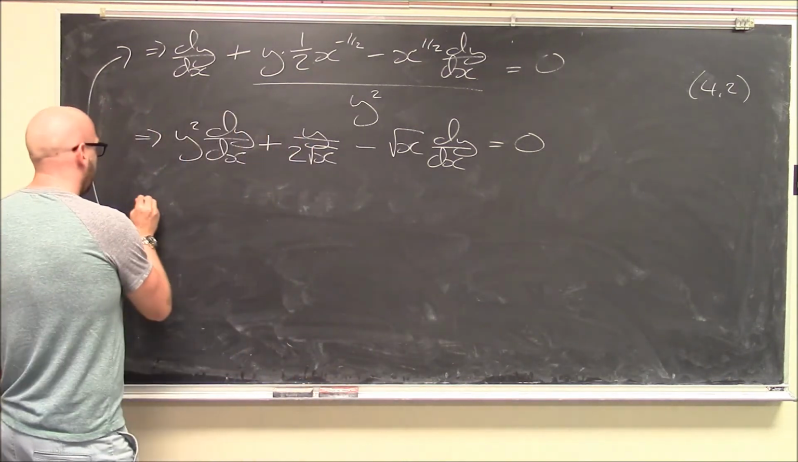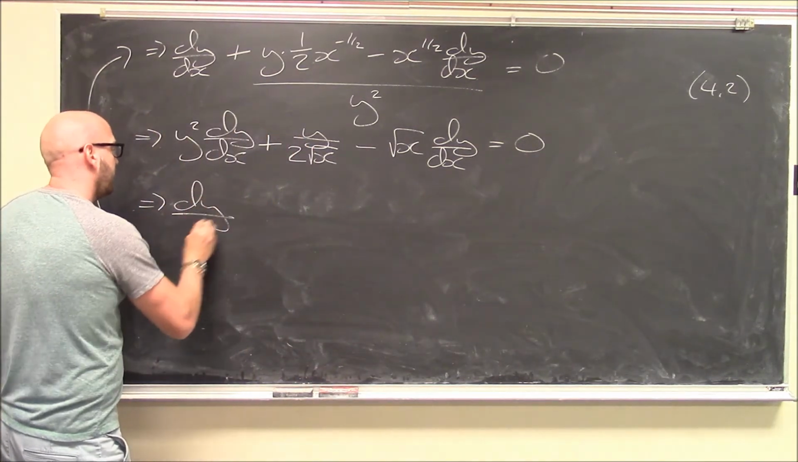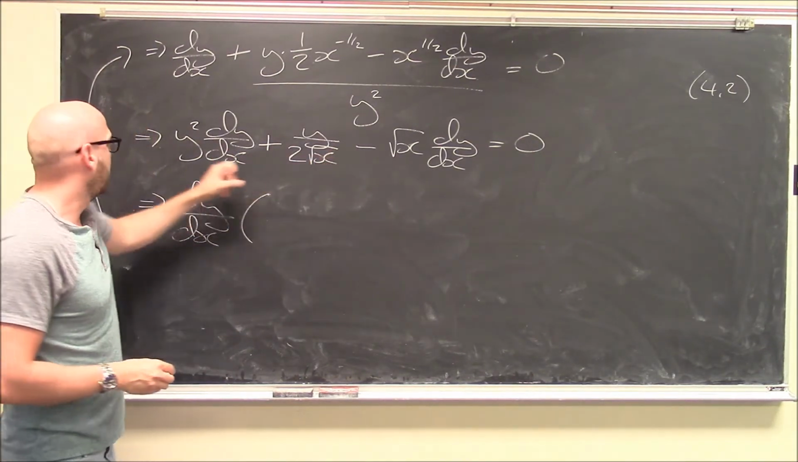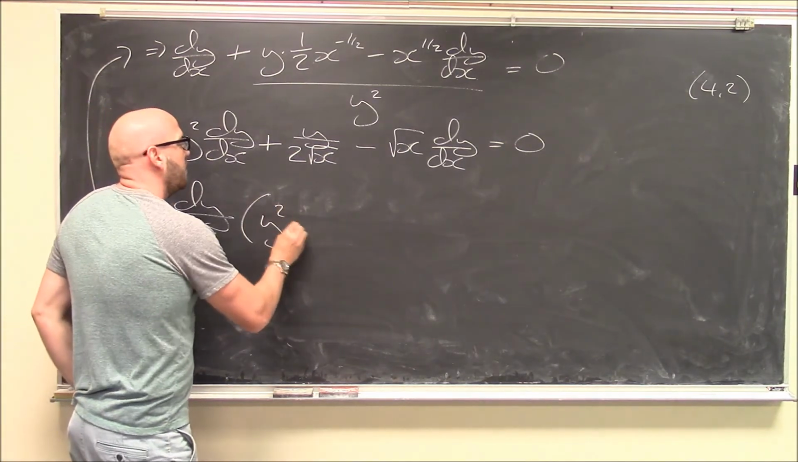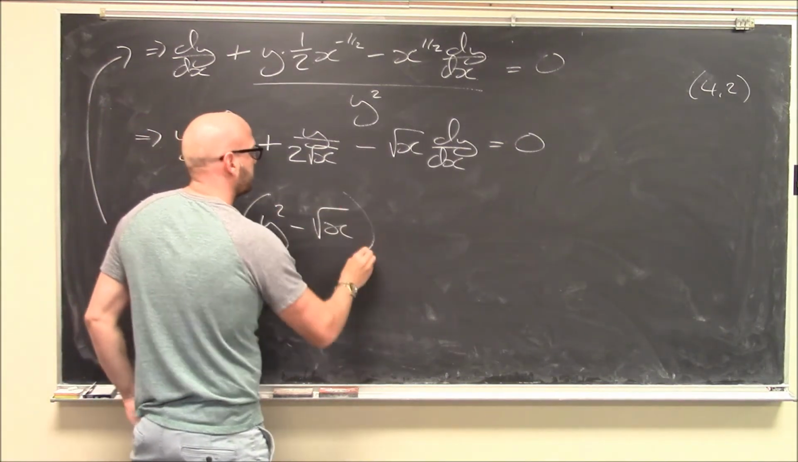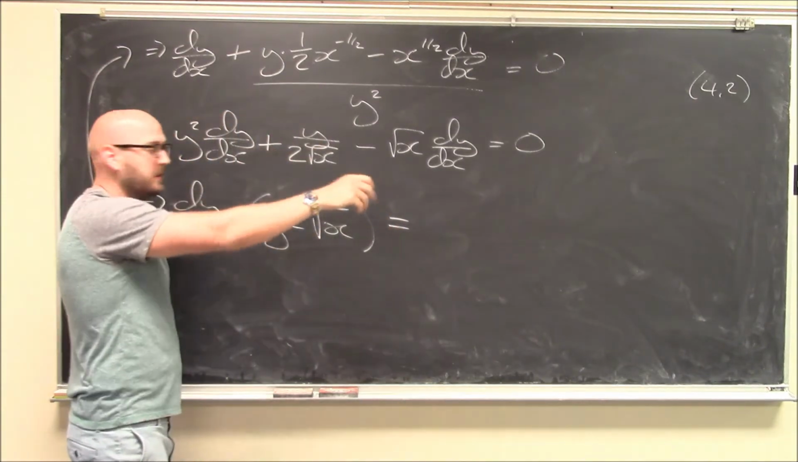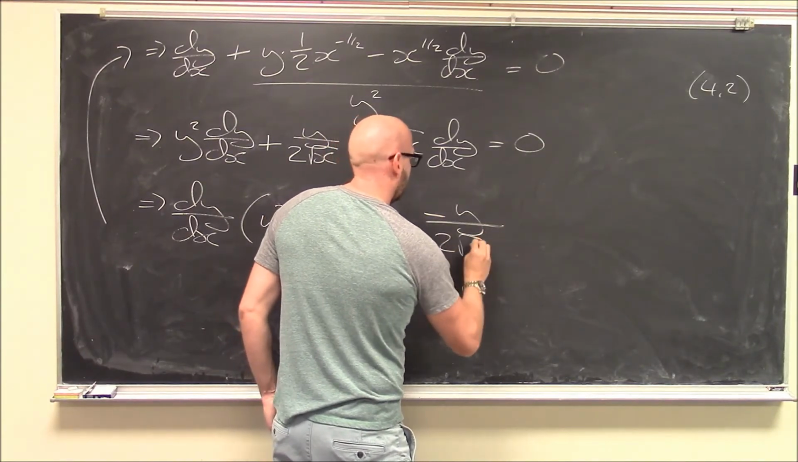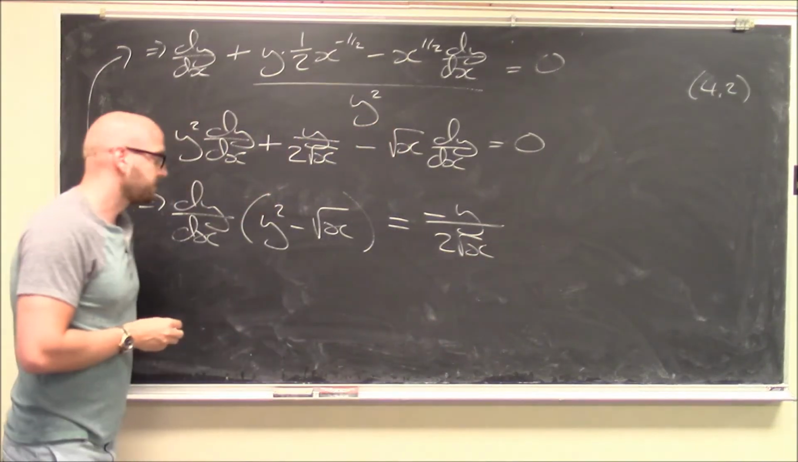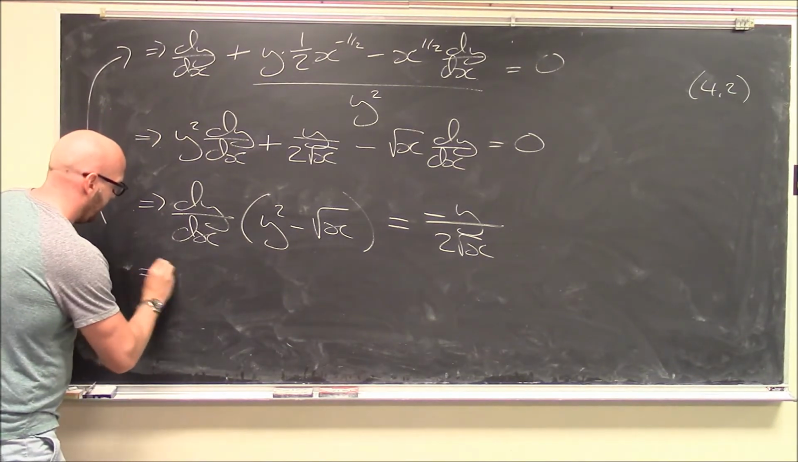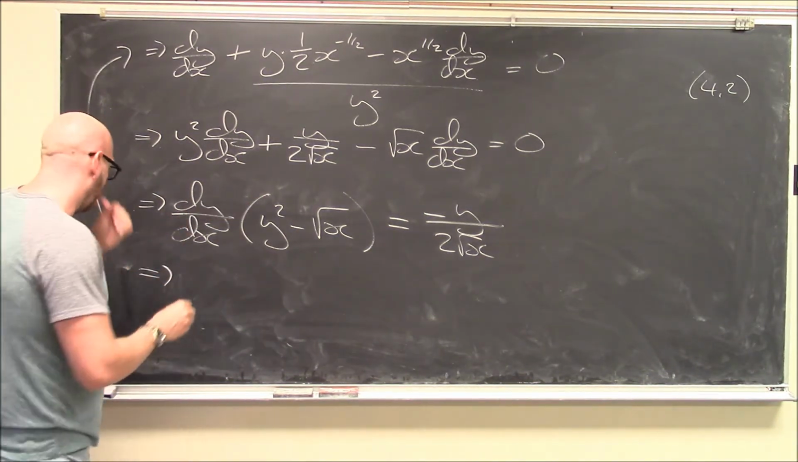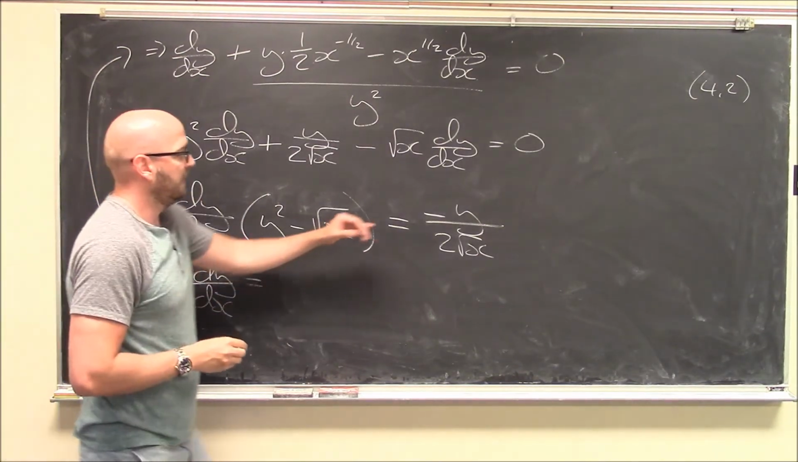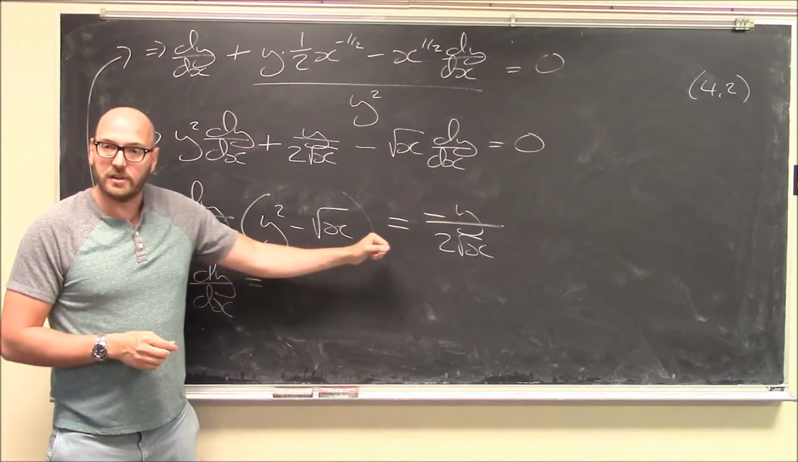Now we're almost there. I think we'll do this in 2 more steps. Dy over dx, if I factor it out of the terms that have dy over dx in it, what do I have? I've got y squared minus square root of x. And this term, we'll just move this to the other side. This is minus y over 2 root x. And I promised we'd be done in 2 more steps, so we'll wrap this up right here. Dy over dx then is this expression divided by y squared minus root x.